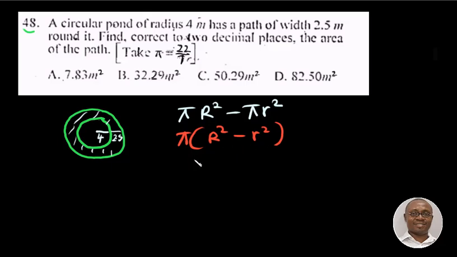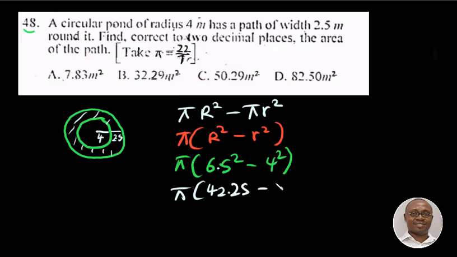Then next is to input the values. The bigger R is the addition of the radius and this width, which is 6.5. So we have 6.5 squared minus 4 squared for the radius of the smaller circle. Now if we use the calculator to find the square of 6.5, we will have 42.25 minus the square of 4, which is 16.